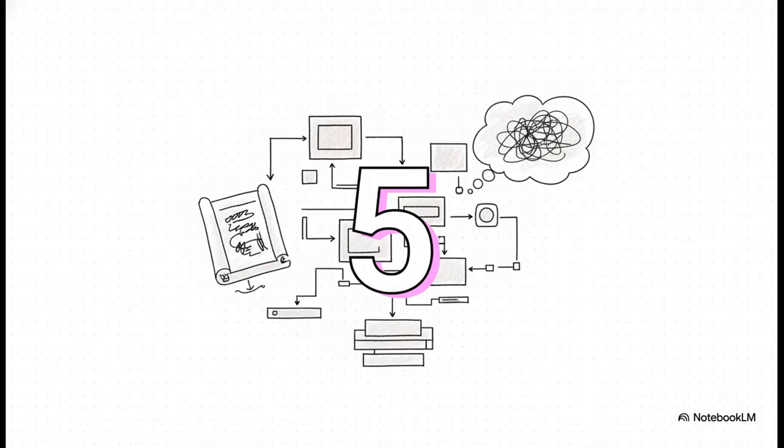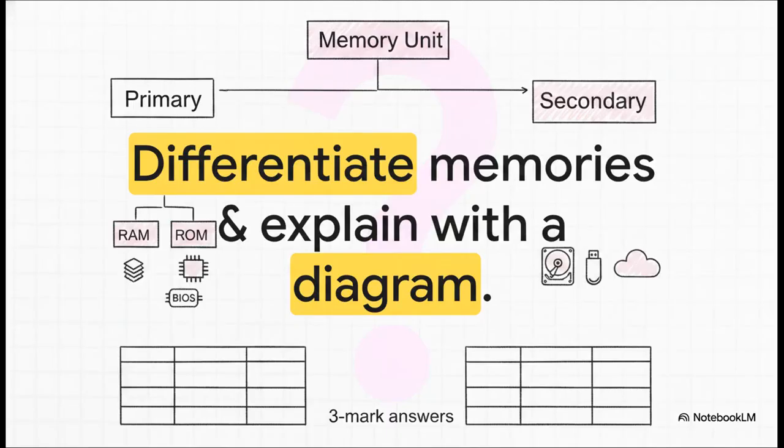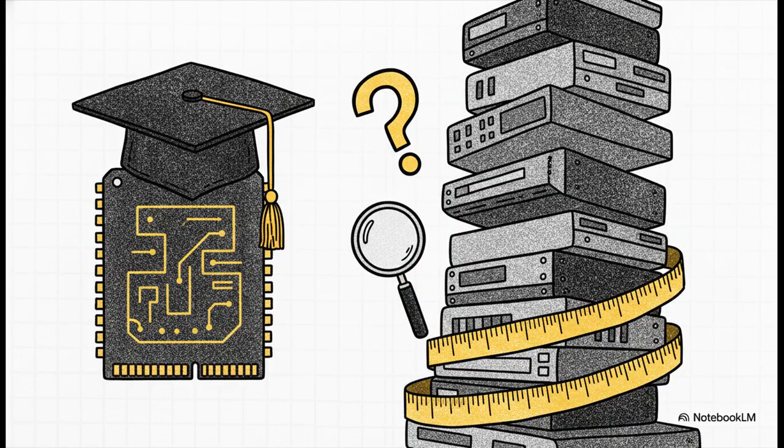Finally, the heavy hitters, 3- and 5-mark questions. Differentiate between RAM and ROM and primary and secondary memory, and explain the classification of computer memory with a neat diagram. Remember, those tables we covered are your 3-mark answers, and our top-down memory tree journey perfectly answers your 5-mark diagram question. Next up, memory measurement units. Bits, nibbles, bytes, KBs, MBs, GBs, TBs.